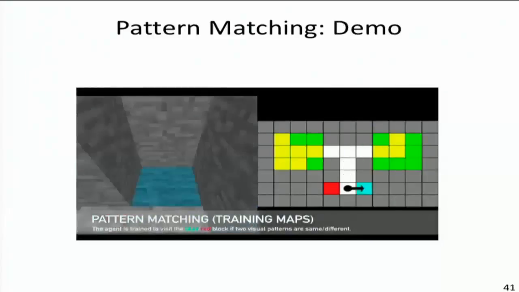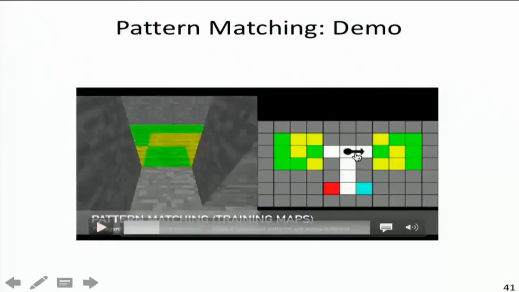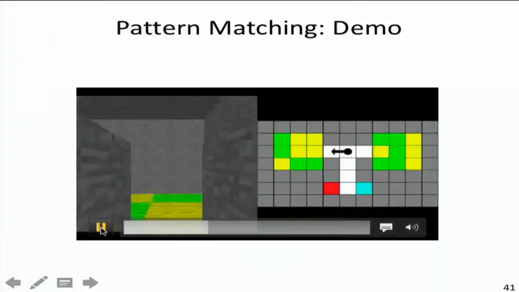And here are some video demos. The high-level idea is that the agent is trying to look quickly at one room layout and the other room layout, and then it will make a decision based on whether these two are the same or not.